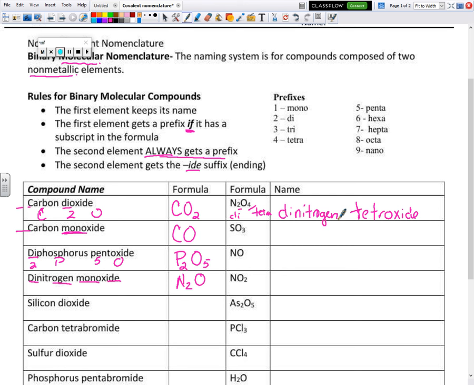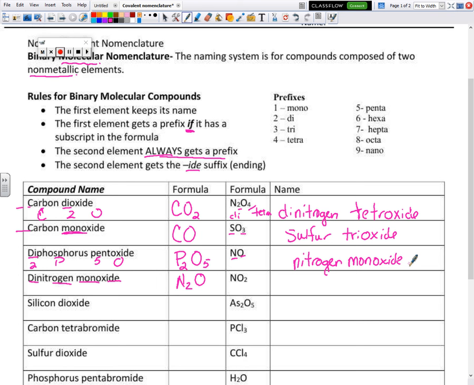It's too many vowels. Here we have 1 sulfur, 3 oxygens. Sulfur does not get a prefix because it does not have a subscript. 3 oxygens, the prefix for 3 is tri. Oxygen becomes oxide. Nitrogen does not get a prefix because it does not have a subscript. Second element always gets a prefix, and the prefix for 1 is mono. So this is monoxide. Again, we do not put 2 O's next to each other.